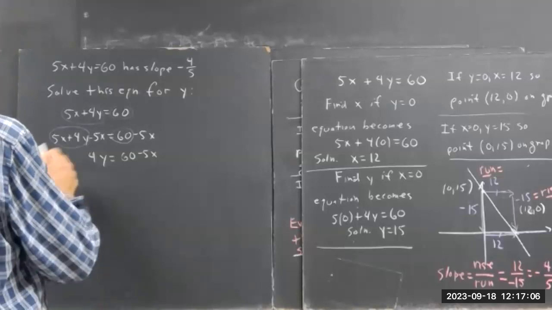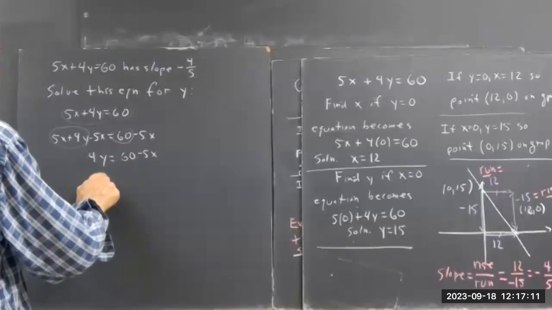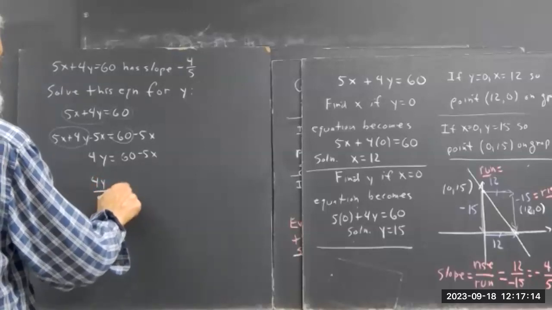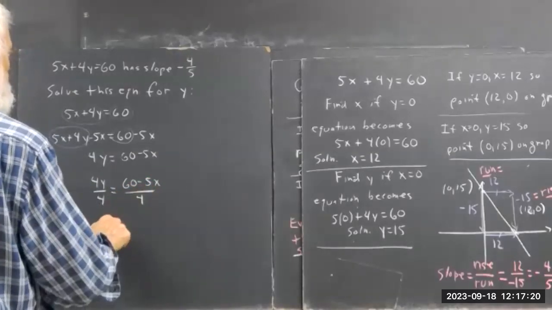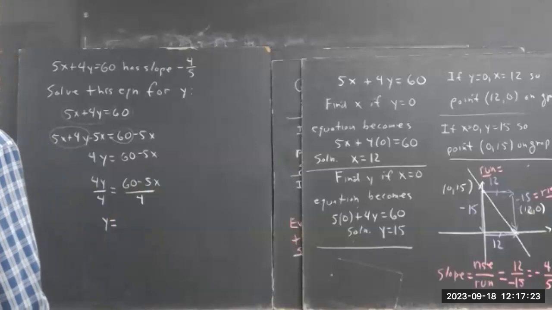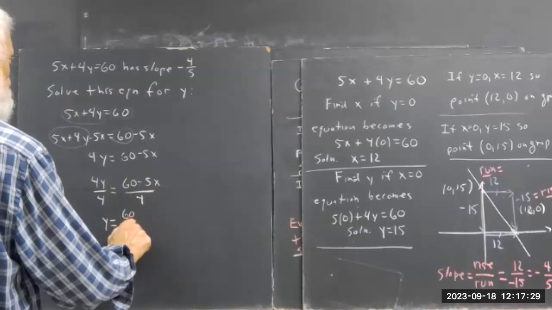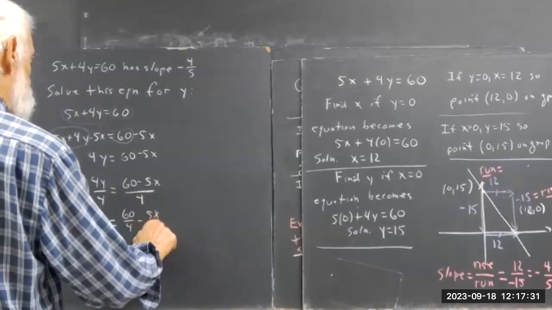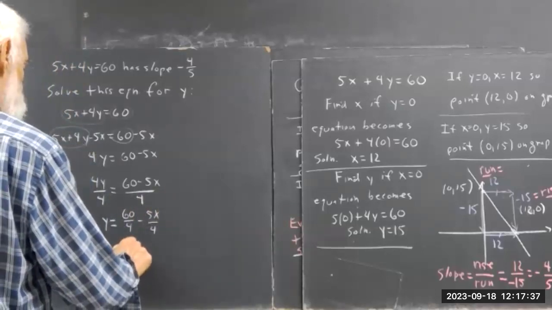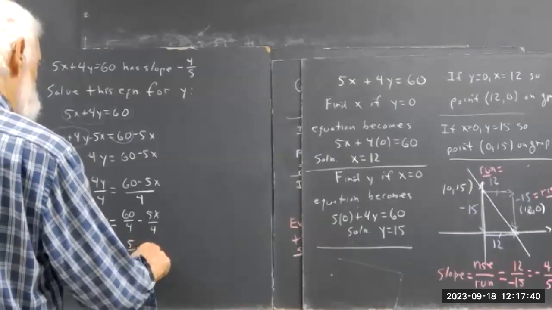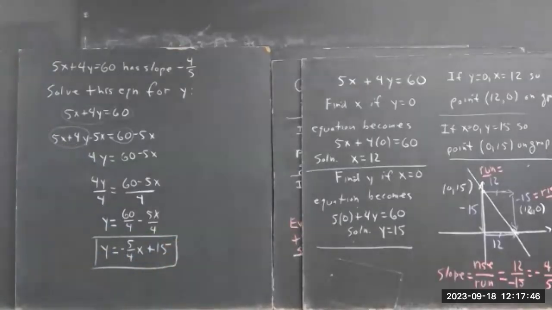Oh my gosh. Okay. Got a mistake over here. Divide both sides by 4. And we get y equal, well, 60 minus 5x over 4 is 60 over 4 minus 5x over 4. This is by the distributive law. So y equals -5/4 x plus 15. There's no equation.